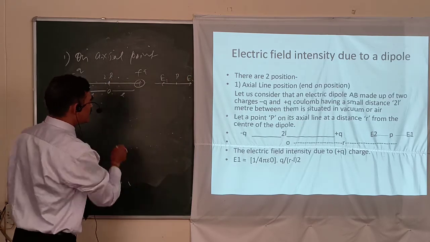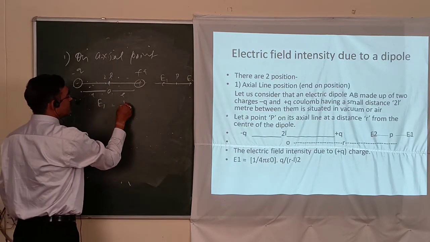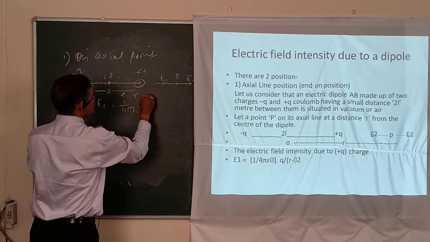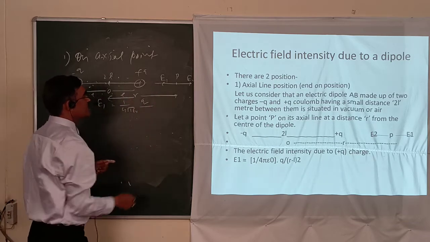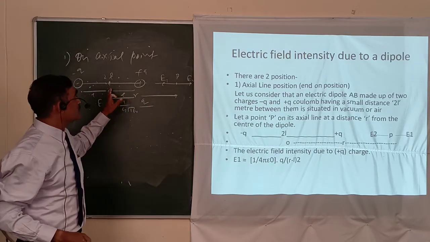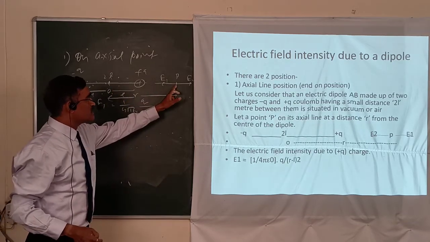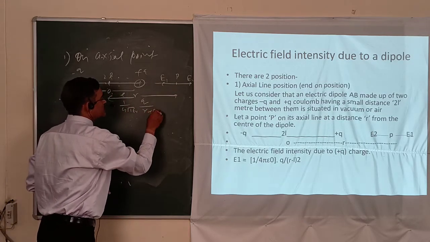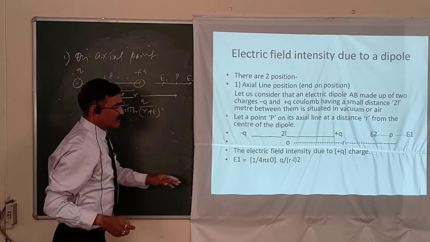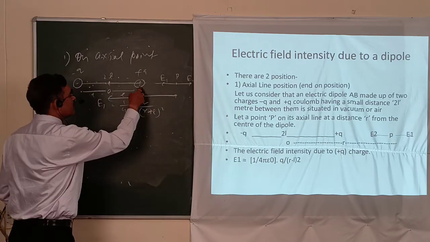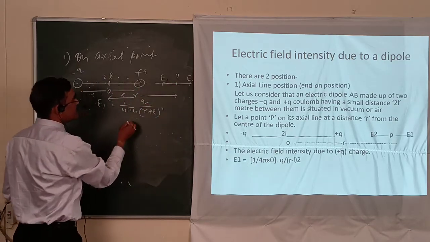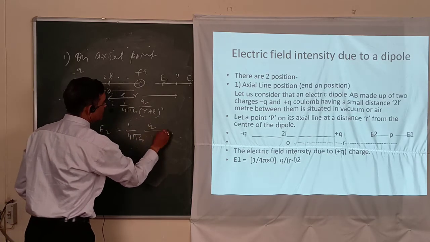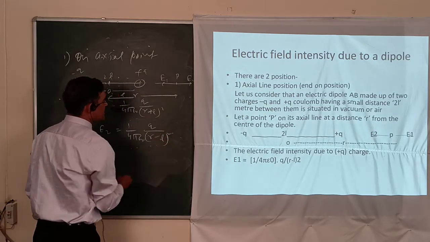So the value of electric field E1 will be given by 1 upon 4 pi epsilon naught q upon. Now if this distance is r, meaning we have taken the point P which is situated at a distance r from the center of the dipole, the distance of P from minus q will be (r plus L) whole square. And the electric field due to plus q is given by E2, which is equal to 1 upon 4 pi epsilon naught q upon (r minus L) whole square.